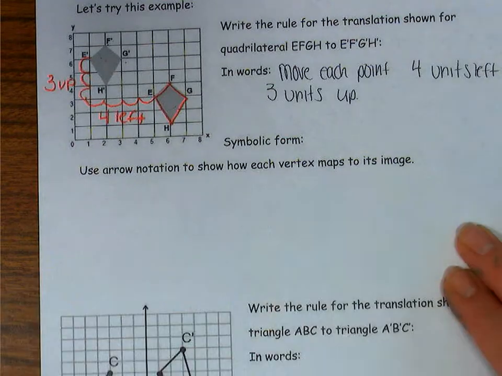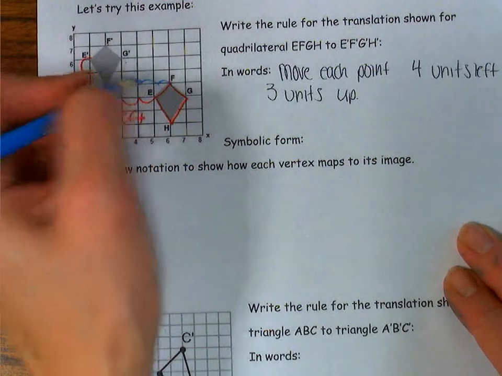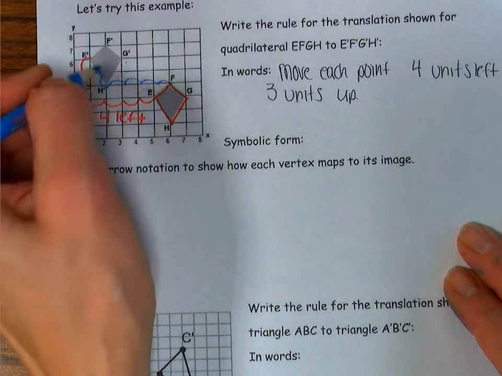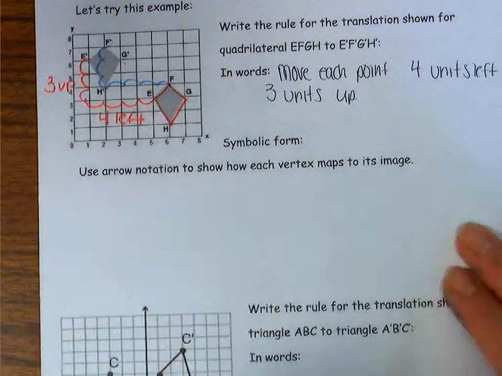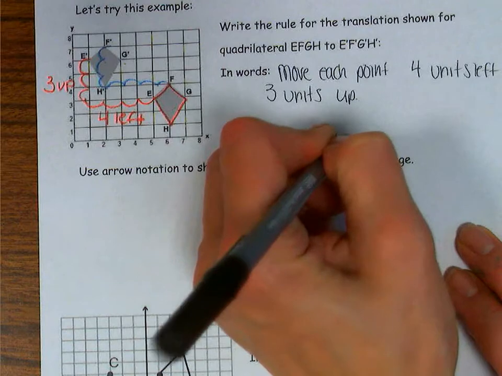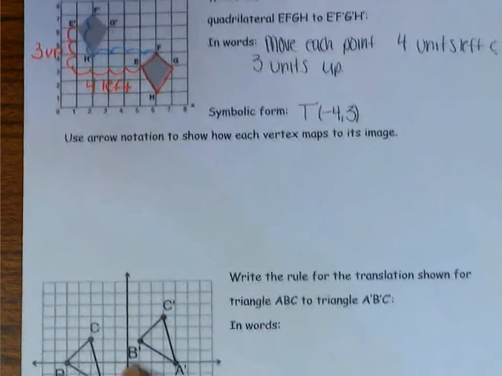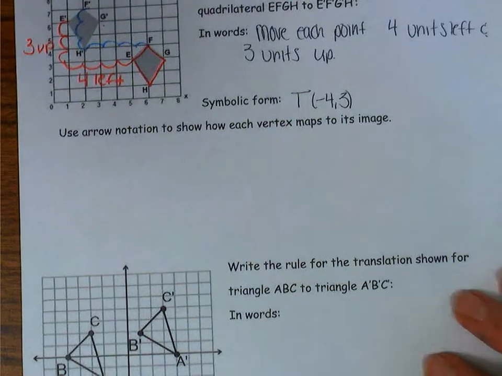And that will be true for all of the other points as well. So F, 1, 2, 3, 4, 1, 2, 3, and the same thing for G and the same thing for H. So in symbolic form, -4, 3.